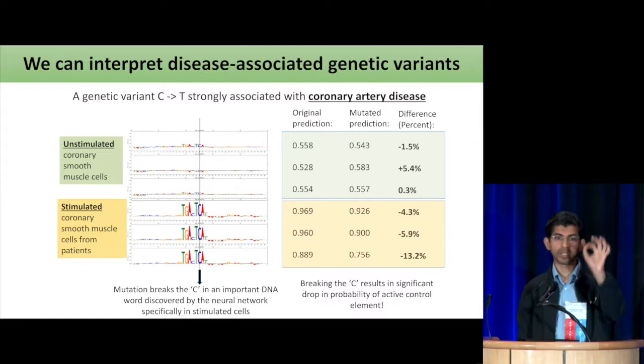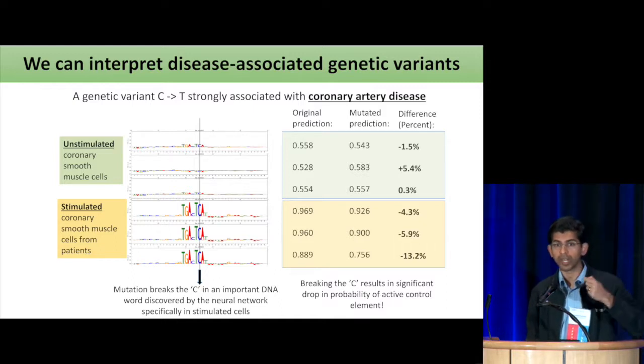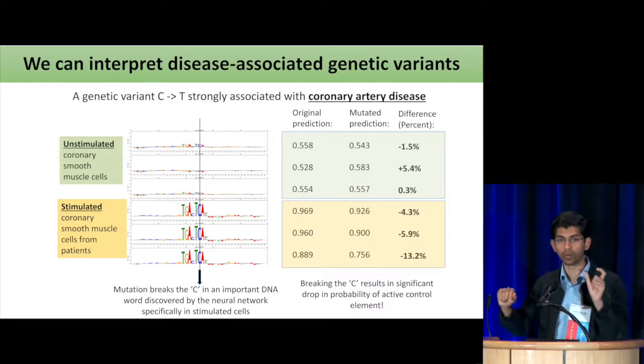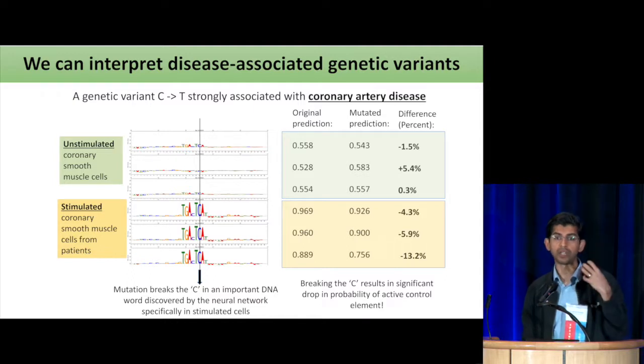Right? So if you started from a single genetic variant, we can predict that it's specifically manifesting itself in stimulated coronary smooth muscle cells through a DNA word corresponding to that TCA, TGA word, which corresponds to the binding site of a specific protein, providing us a potentially interesting drug target going forward.